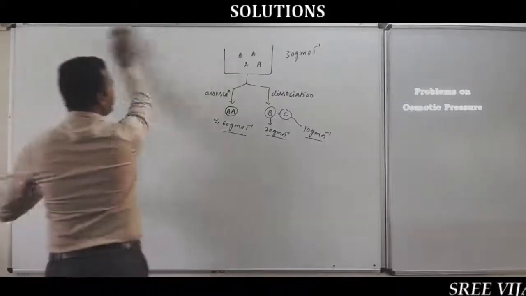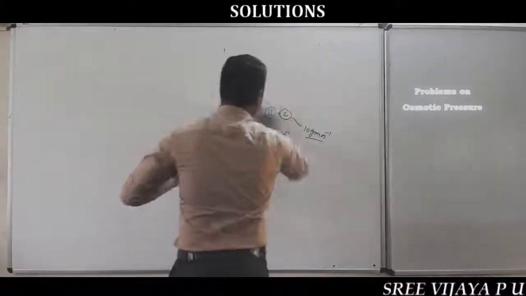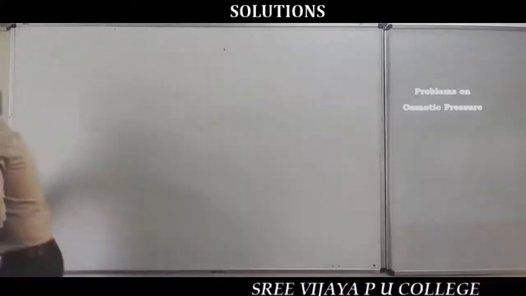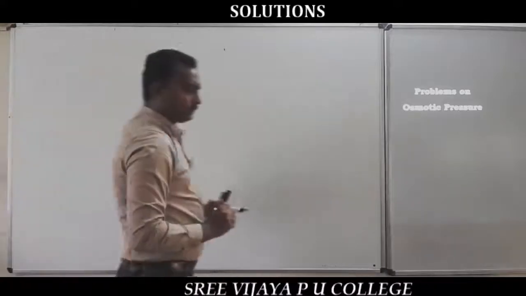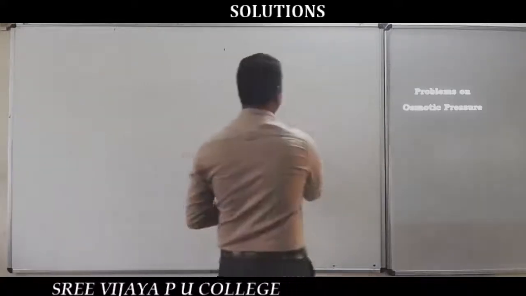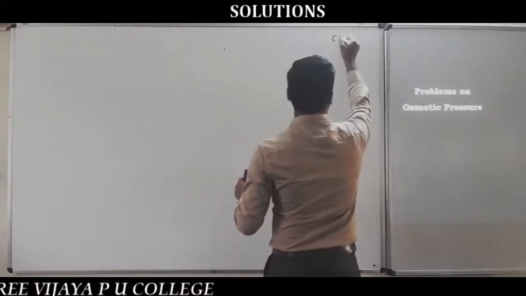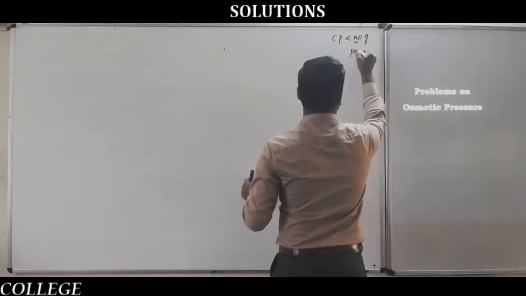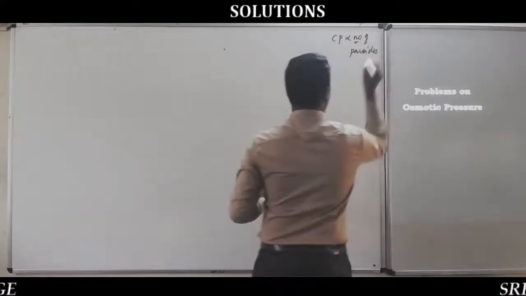Association of solute particles, and at the same time, dissociation of solute particles. Before that, I want you to recall some important terms. At the start of this chapter, I already told you colligative properties mainly depend on the number of particles.